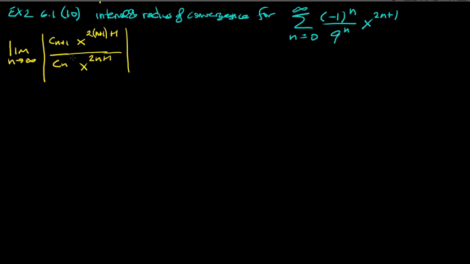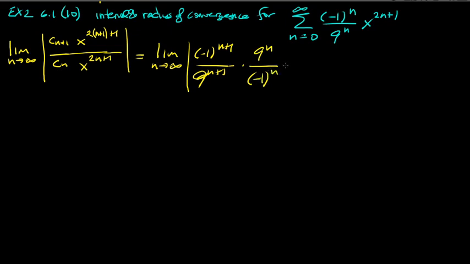Right, at least in this example here. And I should have written down what the Cn and Cn plus 1 are, but we can do that now. So the Cn is just going to be negative 1 to the n plus 1 divided by 9 to the n plus 1. Sorry, that's a 9. And then when you divide by Cn, you just flip it. So this is 9 to the n divided by negative 1 to the n.